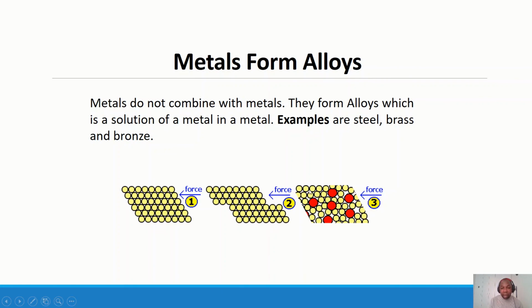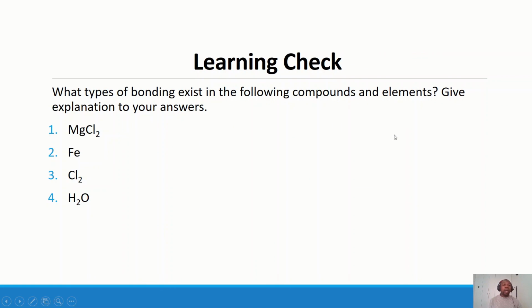As you can see, the yellow is one type of metal, then the red is another type of metal. So if you bring the two of them together by force, then they're going to come together to form what we call alloys. Learning check. What type of bonding exists in the following compounds and elements? Give an explanation to your answer. So you have to go back to the previous slide and try these exercises.